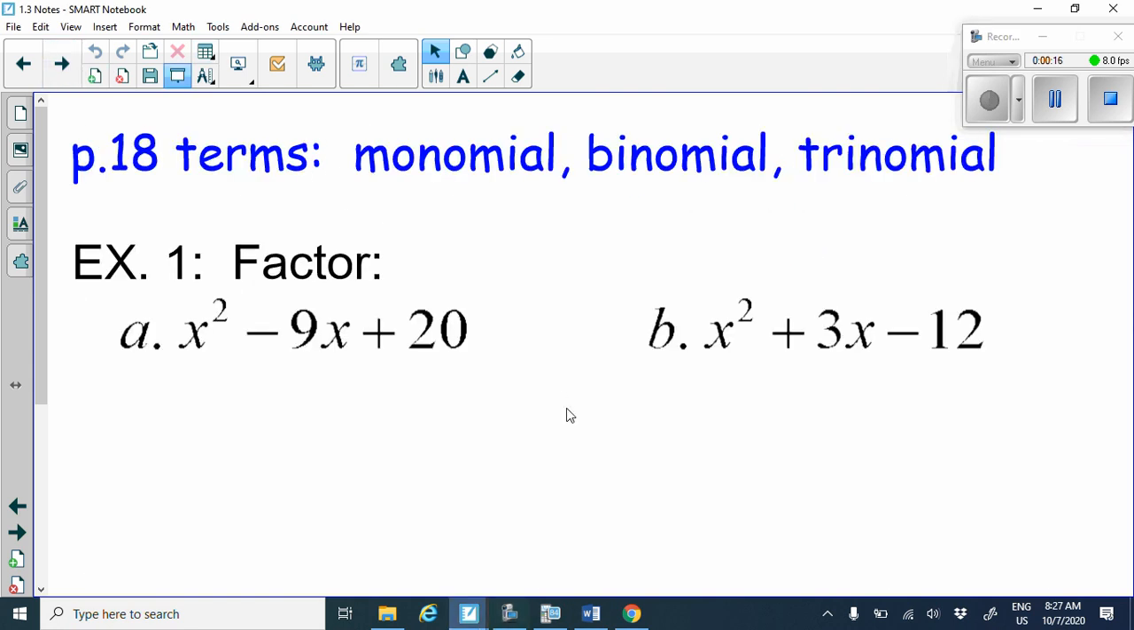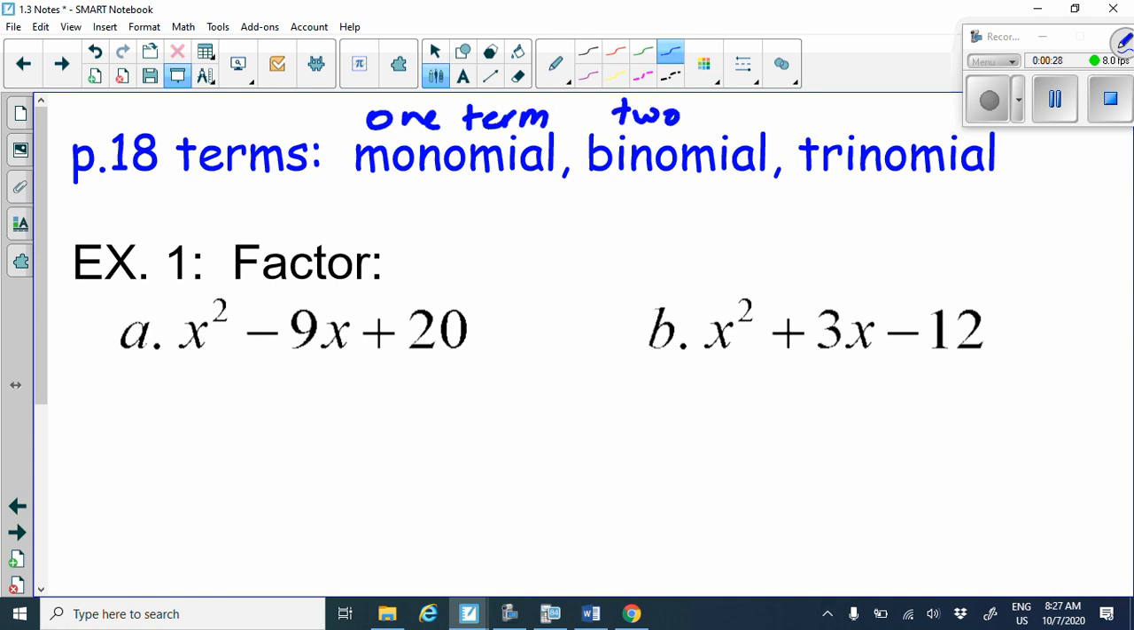Okay, some terms that we need to talk about are monomial, binomial, and trinomial. So what these mean, monomial means one term, binomial means two terms. And what do you guys think trinomial is going to be? Yes, that's going to be 3 terms. Okay? So you're going to hear me say those words quite a bit throughout, definitely this unit when we're talking about quadratics.